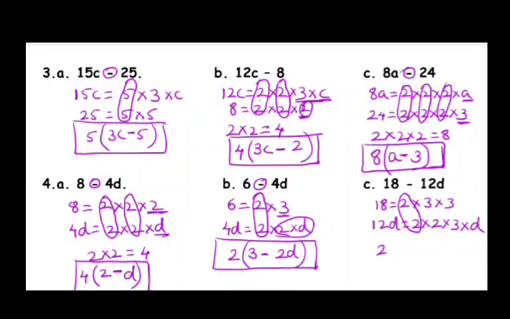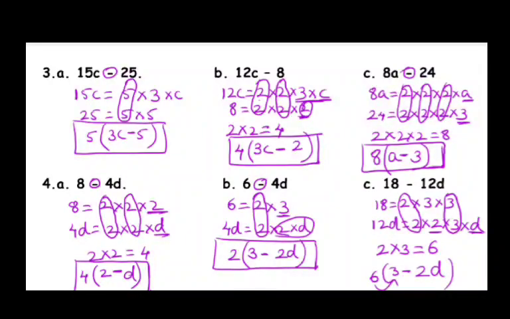2 in common, 1, 3 in common, which is equal to 6. Write 6 on the outside, 3 inside, minus from the question, and we're left with 2D right here. So let's check.